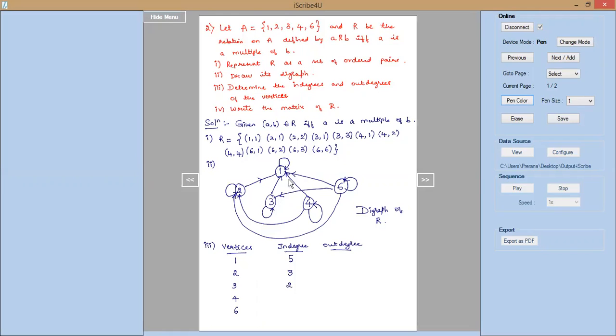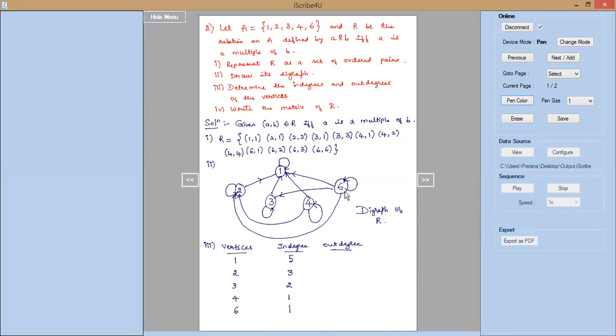Then in degree of 4: only the loop is counted, which is 1. And finally, in degree of 6 is also 1 because only the loop is counted. So in degree of 6 is 1.